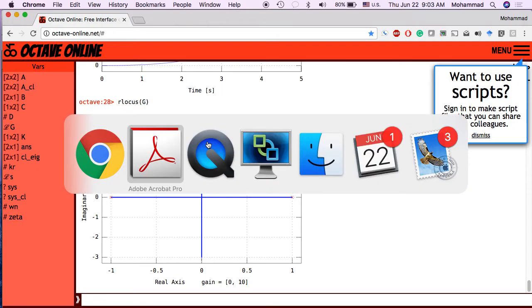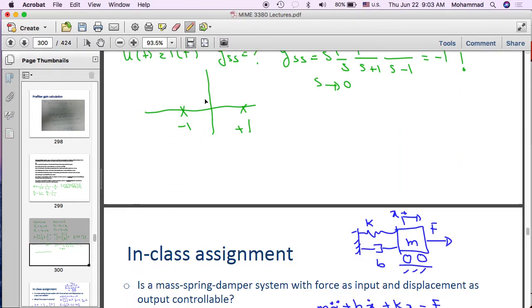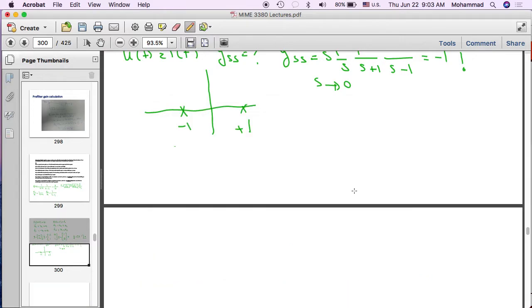So how do you solve this problem? What you need to do is realize that with proportional controller, otherwise known as output feedback, A of closed loop is equal to A minus B times K times C. Is that right?